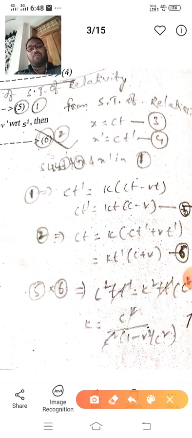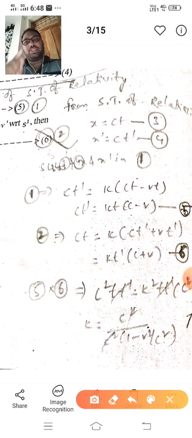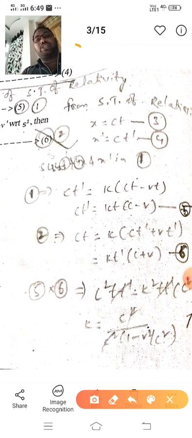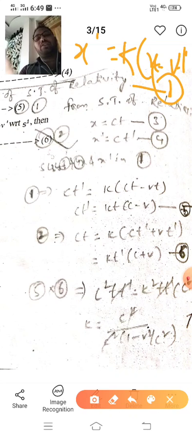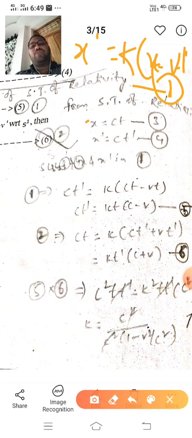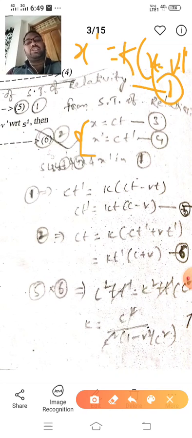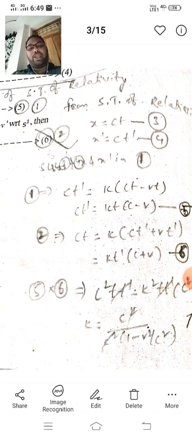So the first equation, by using the first postulate of the special theory of relativity, is x dash equals k into x minus vt. This is the first equation. From the second equation we can write x equals ct, x dash equals ct dash. Substituting x and x dash values in the first equation, substituting 3 and 4 in the first equation, we get the fifth equation, and simplifying we get the sixth equation. So simplifying these equations, we can get the k value.